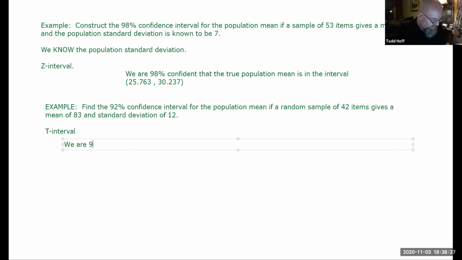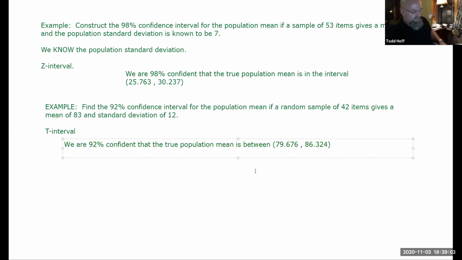So we are 92% confident that the true population mean is between 79.676 and 86.324. Those are all of the different interval estimates for a single population that we're going to be doing this week.